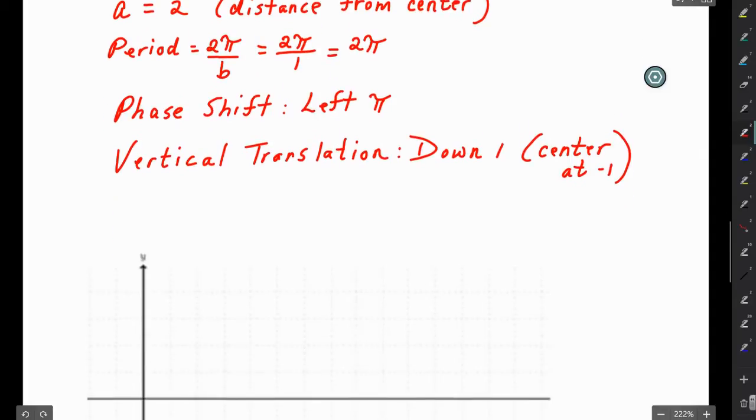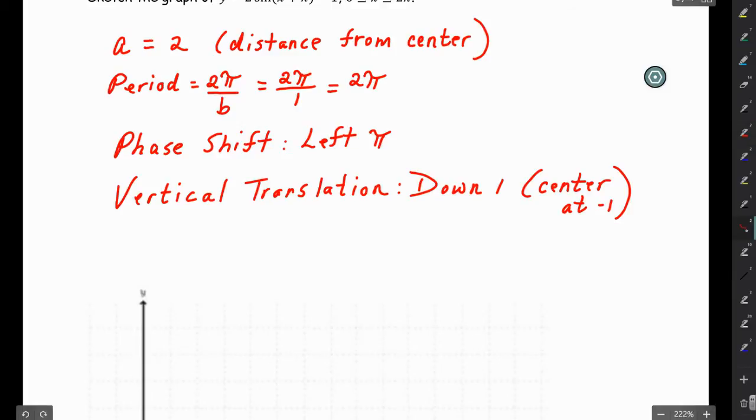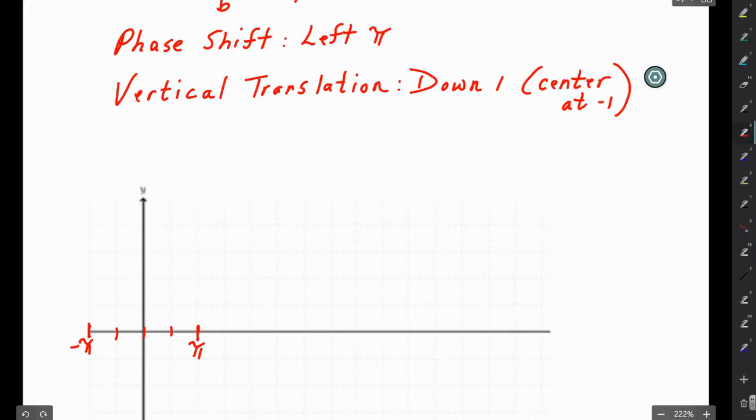All right, so the trickiest part of this, I think, is that we're moving the whole function left pi, and then the period's 2 pi. So we're going left pi from 0, and then one cycle of the function is 2 pi. So we're going from negative pi to pi. This is pi, this is pi, that gives me 2 pi. And that gives me 5 marks for my pattern: 0, max, 0, min, 0. And I'm trying to sketch this graph between 0 and 2 pi, so I have to keep going. I have to draw at least another cycle. I have to do pi plus 2 pi, which is going to give me 3 pi. So I would repeat my pattern here: 0, max, 0, min, 0. And between pi and 3 pi is 2 pi.